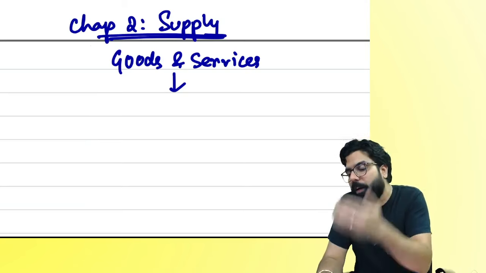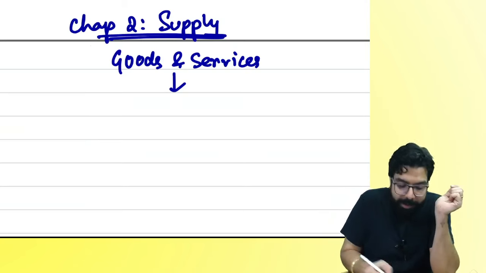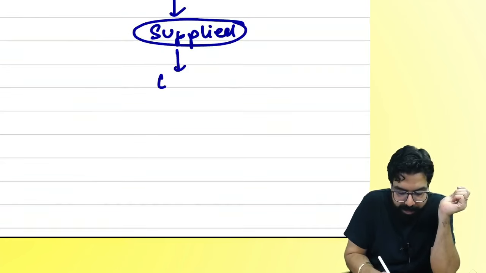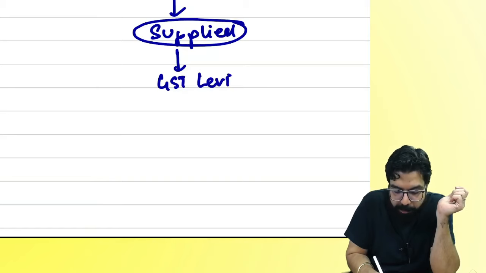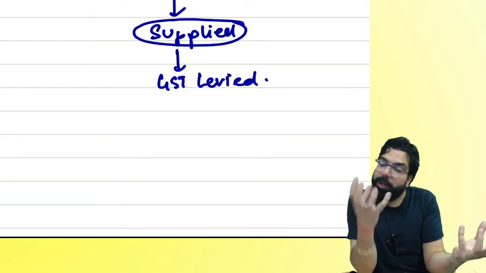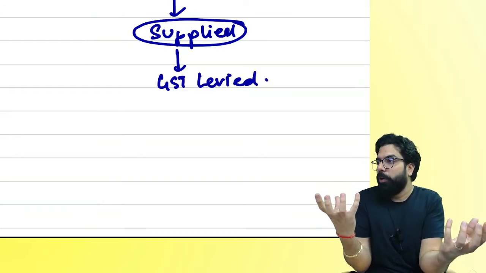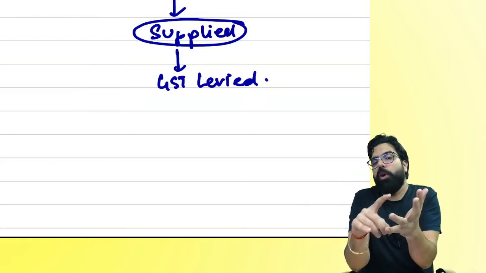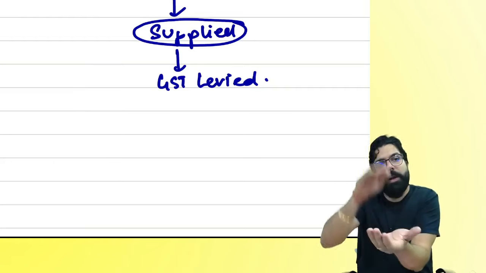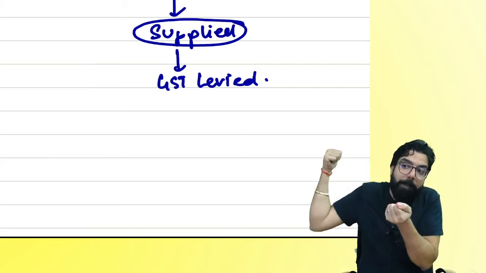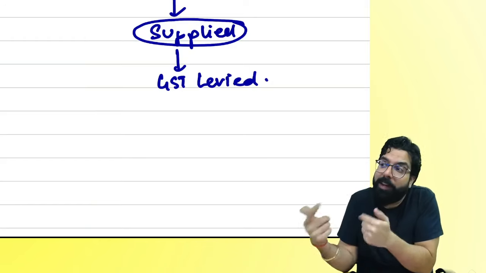What is the something that has to happen? It has to be supplied. Only then GST will get levied. Levied means imposed. There are two things in GST: imposition and collection. Both have to happen, only then GST will go to the government. Whenever goods or service is supplied in the country, GST gets imposed on it. But to collect and pay, you have to be a registered person.